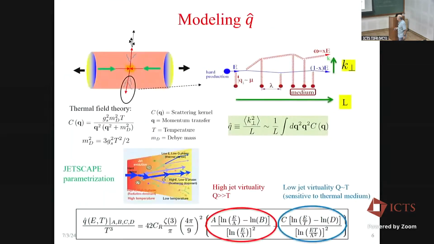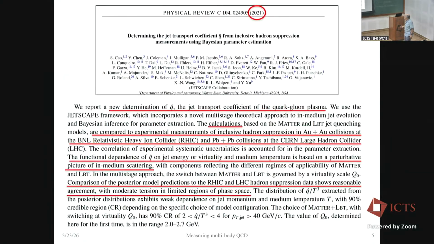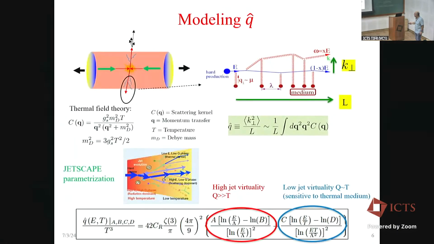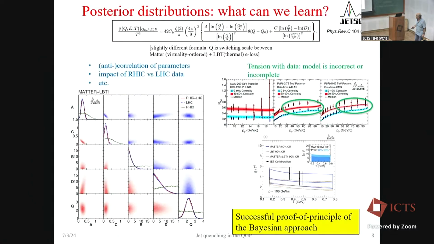So I'm not going to spend time on this, let me just briefly recap. This was the first paper I went through last time, determining the jet transport coefficient Q hat. We all know what Q hat is now, from inclusive hadron suppression, just the simplest measurement. And that's what I discussed last time. And here's where we ended up.